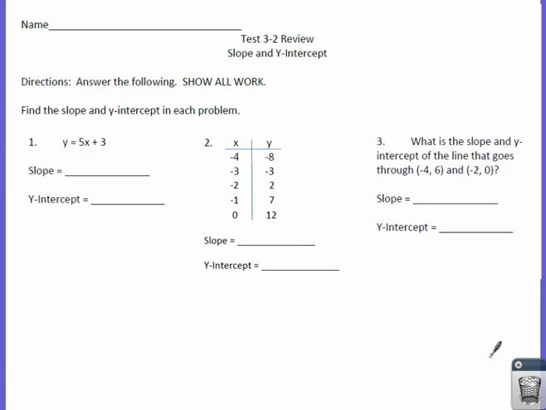Hello class, today we're doing a test review for your test tomorrow. Our entire test is over just slope and y-intercept. So that means for the entire test, you're going to be using the formula y is equal to mx plus b. Where we know to find m, our slope, we have several different ways of finding that.